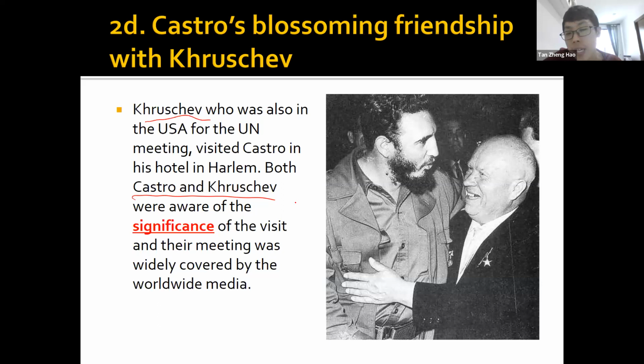And the worldwide media saw this. It starts to look like Castro is close to Khrushchev. Because of that, the US will also start to think, is this guy an enemy to the US? Because he's meeting the leader of my enemy country, and he seems to appear so close. First he acted like a communist, and now he meets the leader of the communists. So it created a lot of tension between Cuba and America.